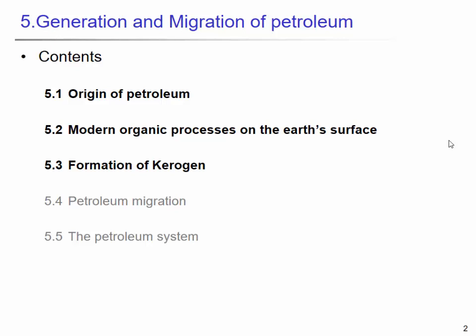So you have a source rock where the petroleum is generated, and then these disseminated hydrocarbons should migrate somewhere and then get accumulated to be commercially productive. So we're going to talk about that in the last two sections.